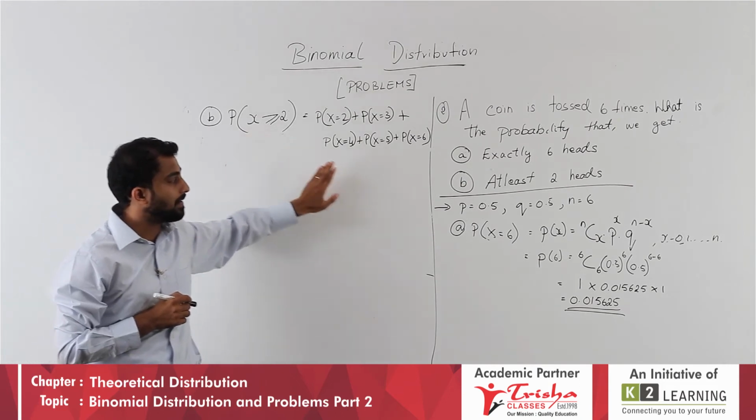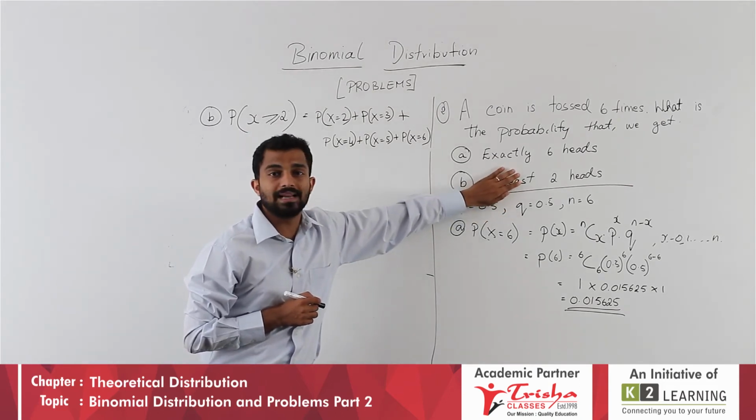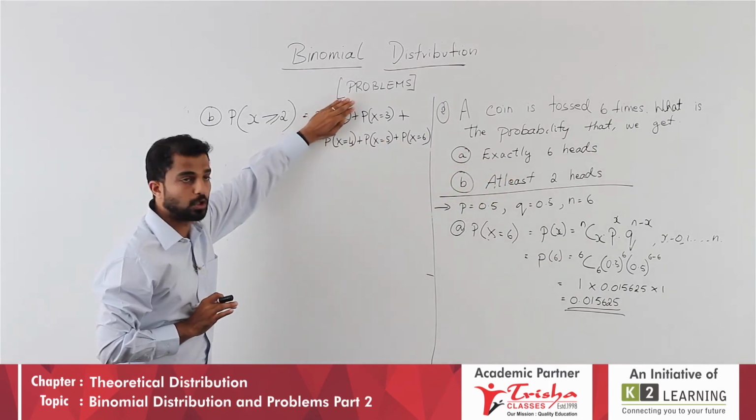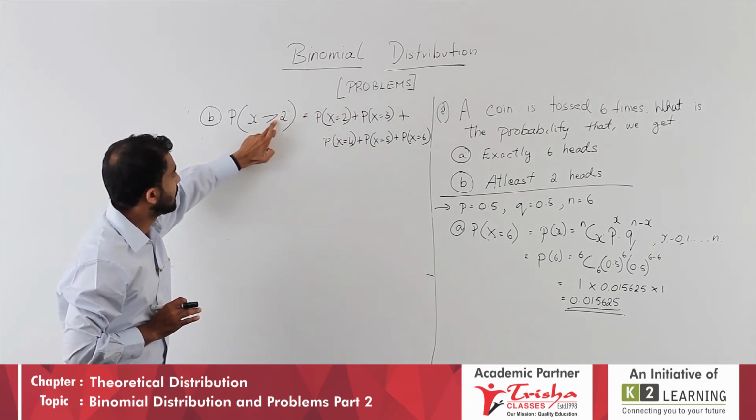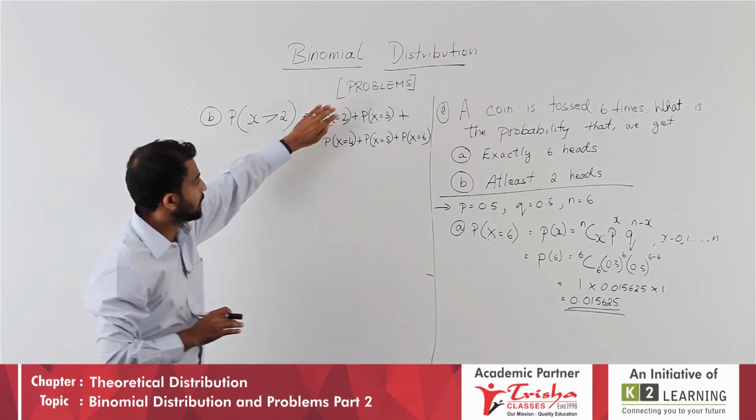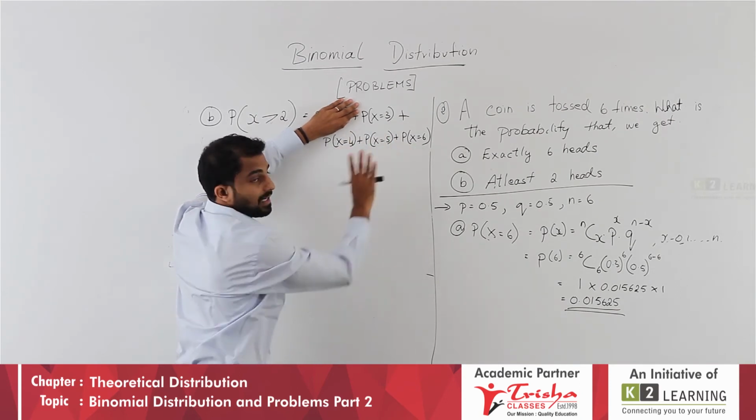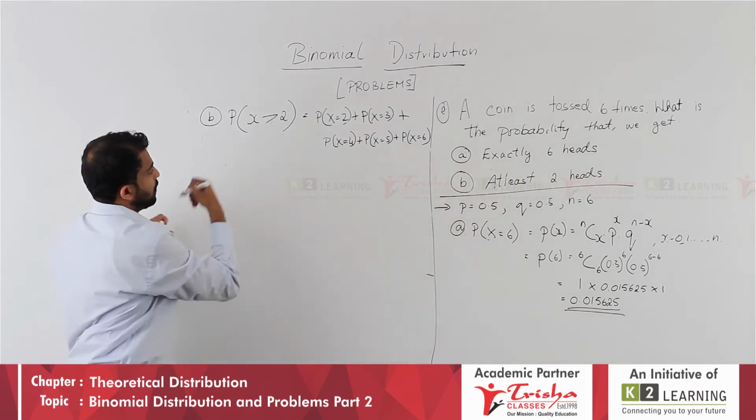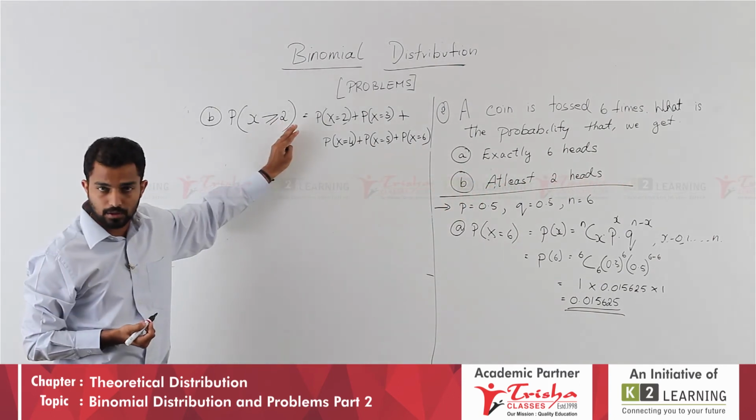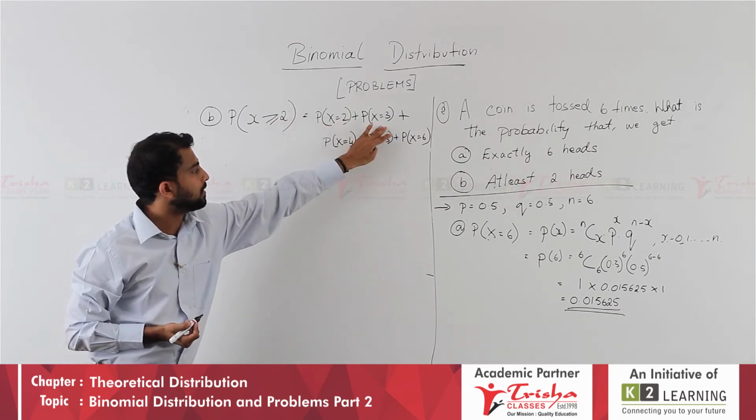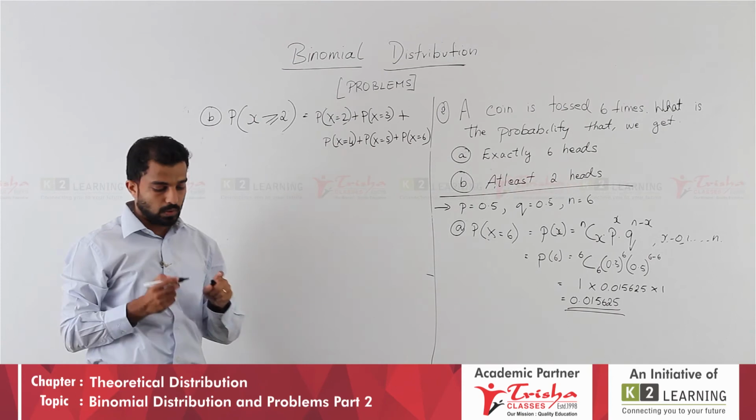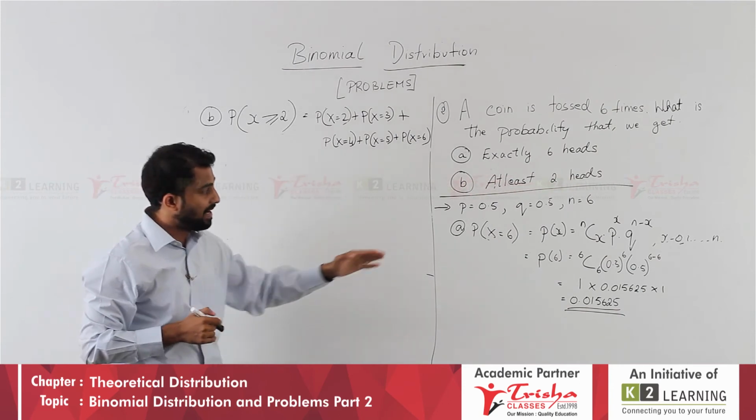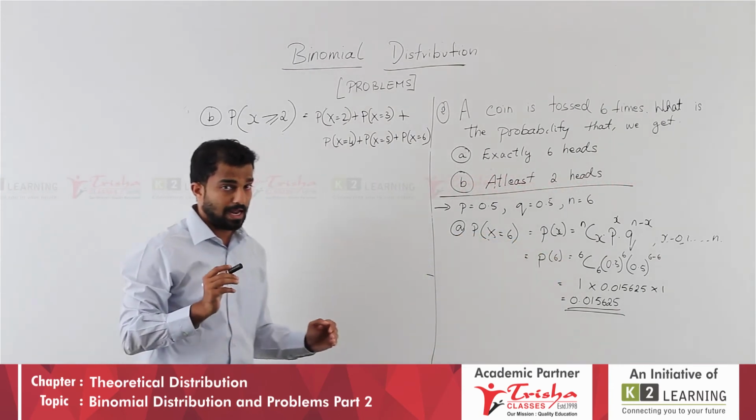Remember, in case they had given more than 2 heads instead of at least 2, kindly do not include 2 here. It will become x greater than 2, that means it will be 3, 4, 5 and 6. But now they have given at least 2, that means include even 2, greater than or equal to 2, which is x is equal to 2, 3, 4, 5, 6. But students, writing like this 5 times will be lengthy. You will have to save your time.